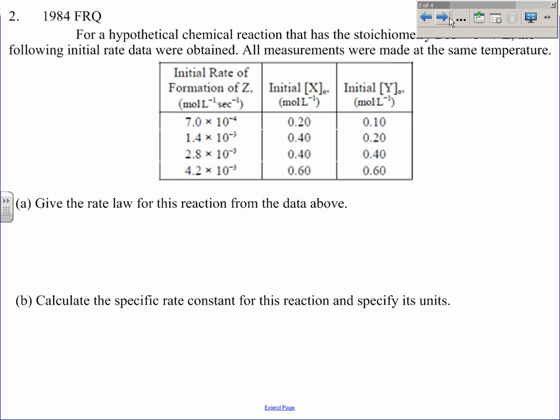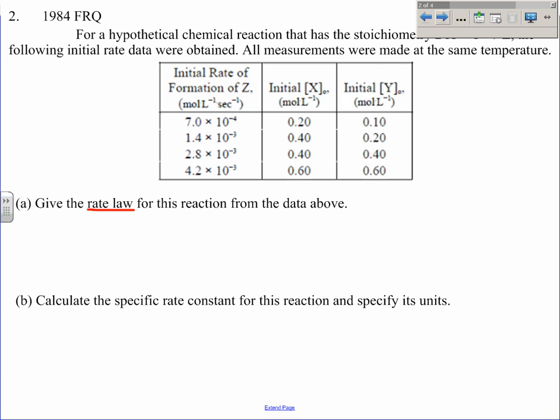Problem number 2, similar type situation. We're given concentration and initial rate information. Now notice the table is written a little bit differently. The initial rate's written at the beginning, but I'm still given concentration and rate information. It's still going to be a differential rate law, which means the first thing they're going to ask me is, what is the rate law expression? So that's right there. So go back to the same idea as you did last time.